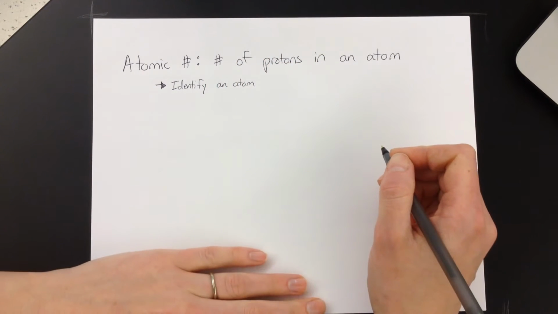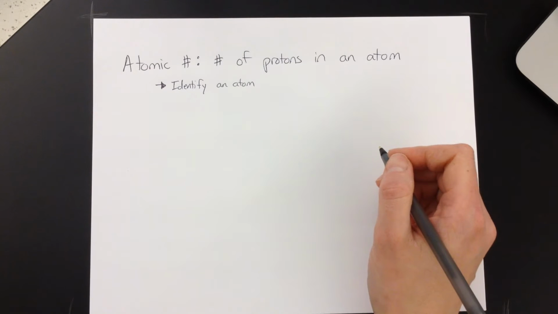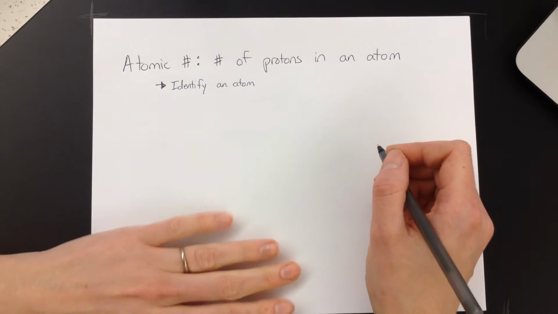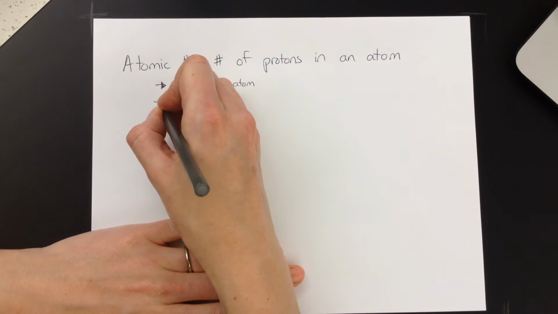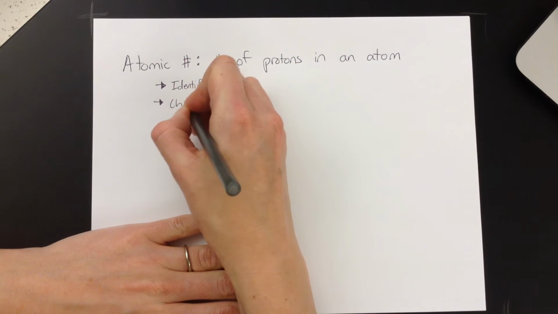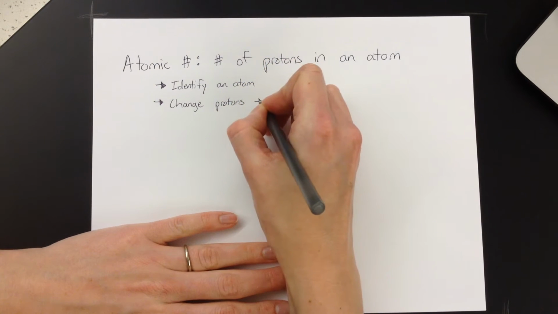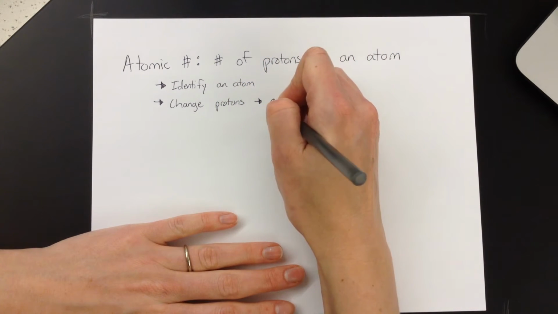They're in order on the periodic table by atomic number, that whole number 1, 2, 3, 4 through 118. That tells you which atom you're looking at. So that's the number of protons. So what happens if you change protons? When you change protons, you will get a new element.